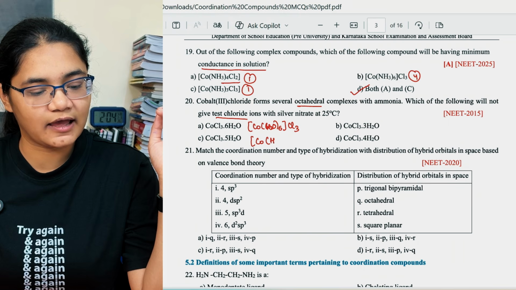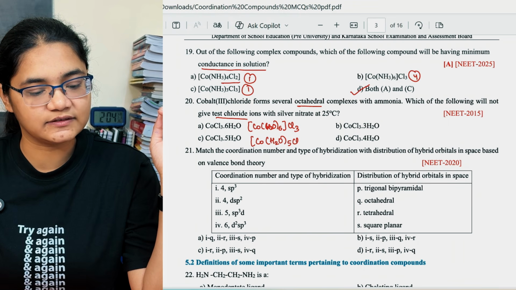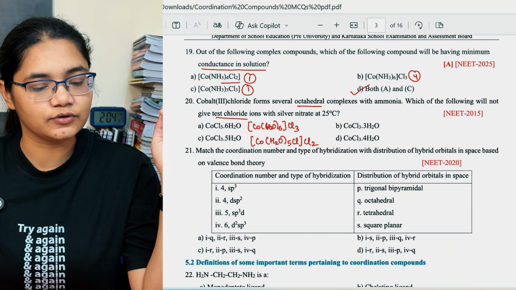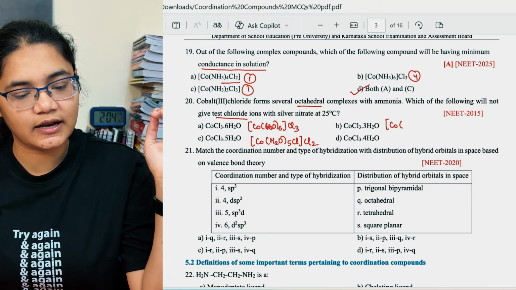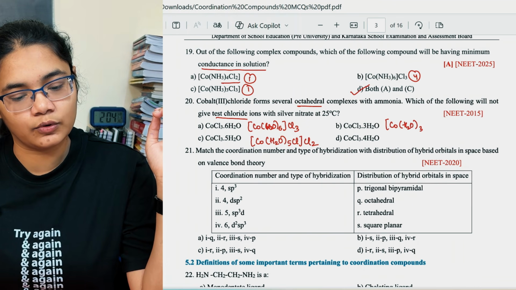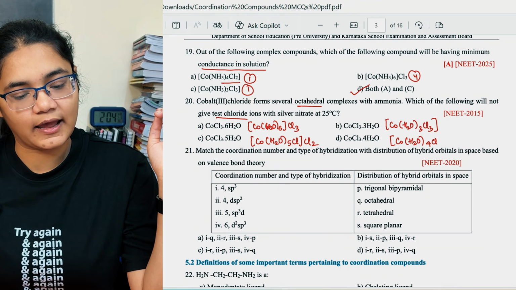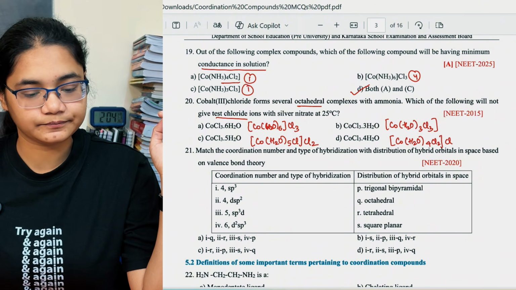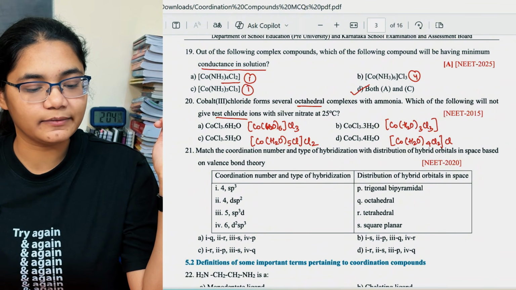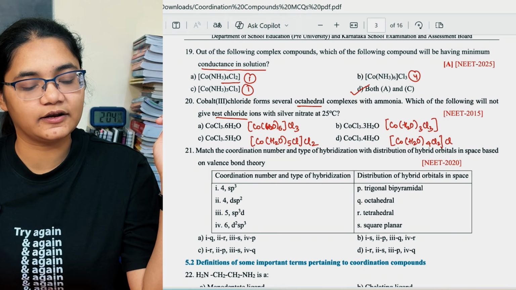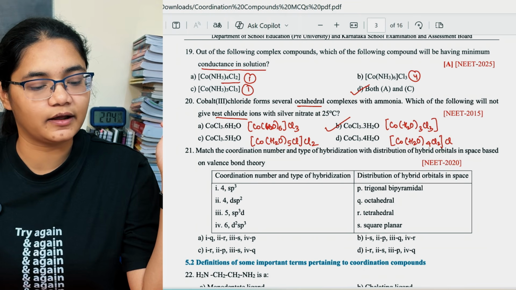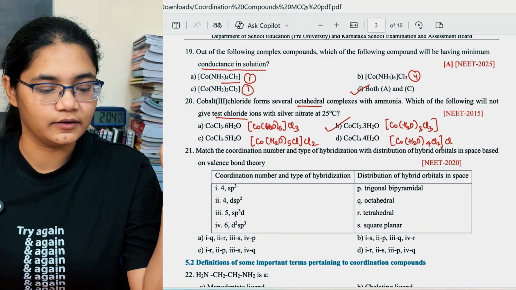Now here we will have [Co(NH3)5Cl]Cl2. So here 3 ions will be produced. Here I will have [Co(NH3)3Cl3], and here I will have [Co(NH3)4Cl2]Cl. So that means what will happen, you can see that here there is only one ion, so minimum conductivity, option number B here.